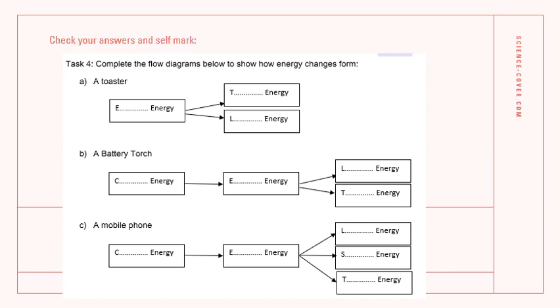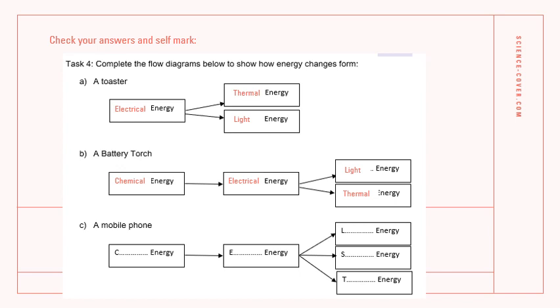Let's check our answer to task 4. The toaster will have electrical energy entering it, which it'll turn to thermal energy and light energy. The battery torch, if it runs on batteries, will have chemical energy entering it. And this chemical energy will create an electric current, so it'll produce electrical energy, which will then run through the bulb, producing light and heat.